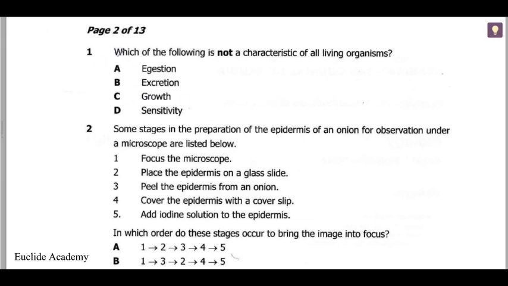Alright, so question number 1 says, which of the following is not a characteristic of all living organisms? So, living organisms have got these characteristics. Number 1, movement. They have to move. Number 2, reproduce. They reproduce. Number 3, they are sensitive. Okay? Then I'll put a dot there. I'll tell you why I'm doing this. Then number 4, growth. They have to grow. Number 5, they have to carry out respiration.